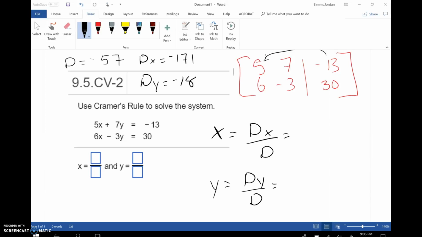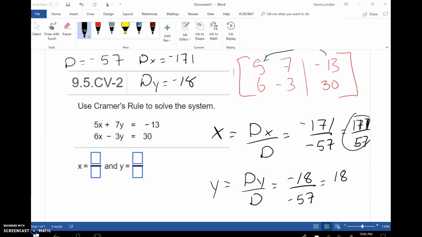So that's why it's good to write them down. So dx is -171 over D, which is -57. So that's basically positive, right? 171 over 57. Because remember, two negatives make a positive. Might want to double check that and make sure we're in lowest terms here. y, same deal. dy is going to be -18, and we'll divide that by D, which is again -57, which equals 18 over 57. And again, it might be a good idea to make sure you're in lowest terms here, but that's the idea, buddy. So put that in right there.